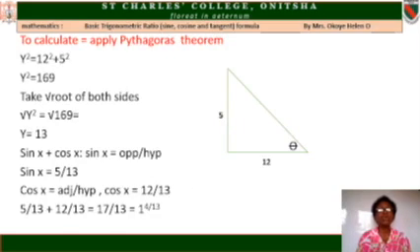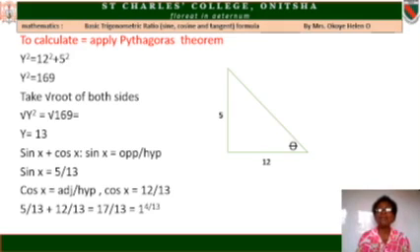What are we going to do here? We are given this. The opposite is 5. It's facing the theta. The adjacent is 12. But we don't know the hypotenuse, because we are asked to find something after this. We are asked to find sin x plus cos x. If we don't know the hypotenuse, how do we find sin x or cos x? So we are going to find the hypotenuse by applying Pythagoras' theorem.